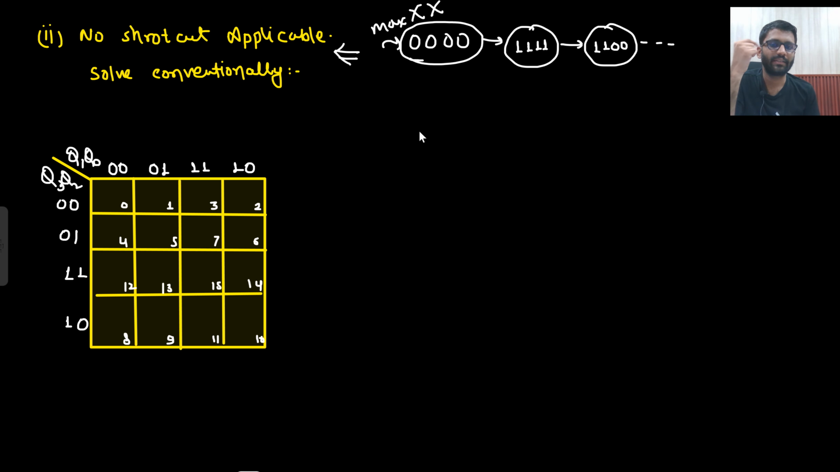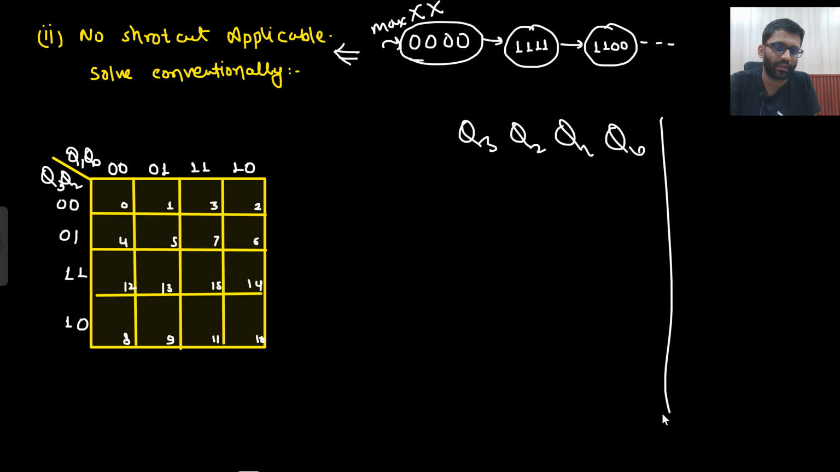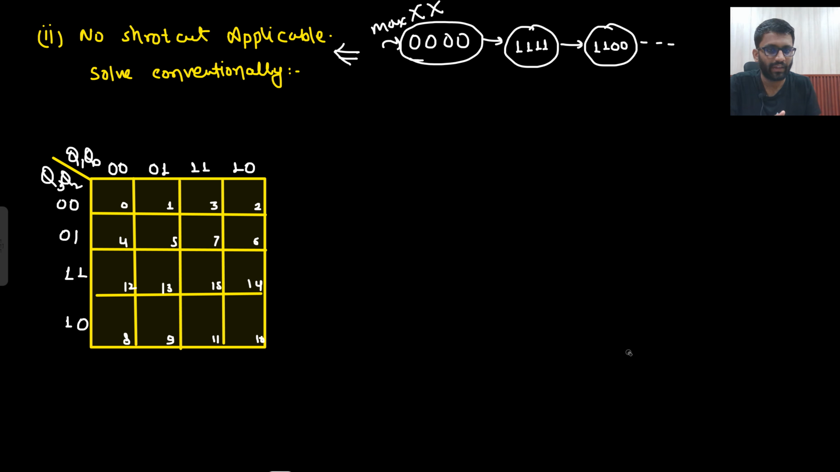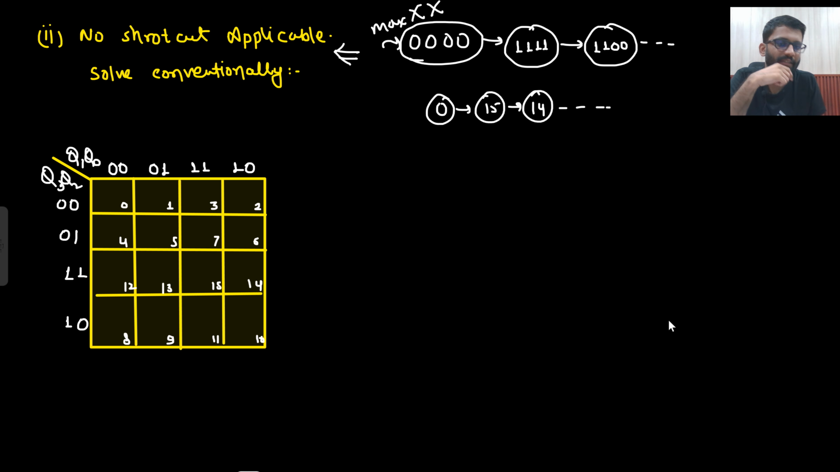Now the second thing is, are you going to make the table? Like, are you going to write down Q3, Q2, Q1 and Q0, and then 0 0 0 0, and make the table in this manner? No, no, no. We are smart. First thing is I will find my final state. So I am going from 0 to 15, then 14, and then I will find my final state.